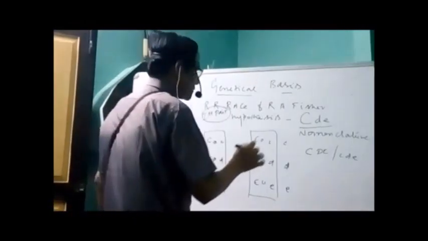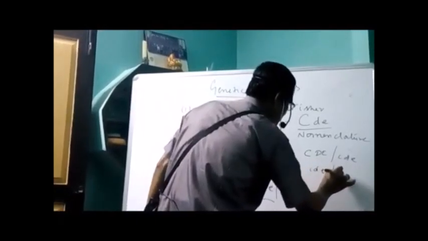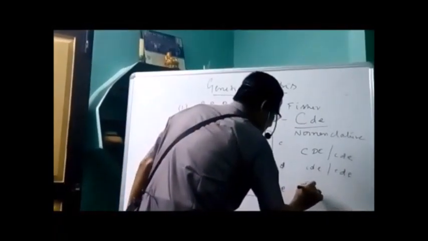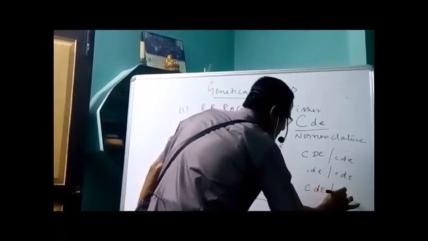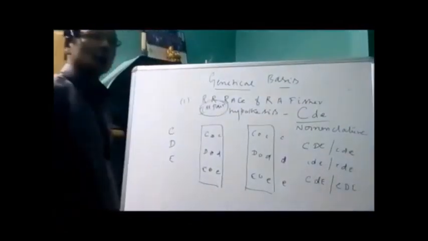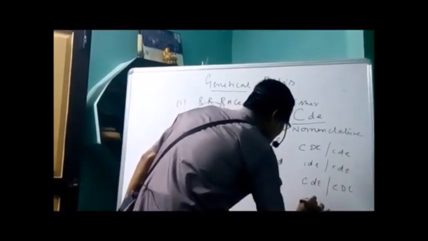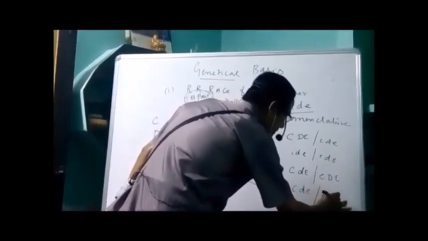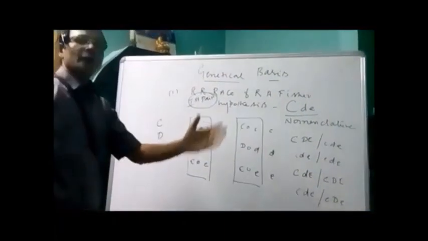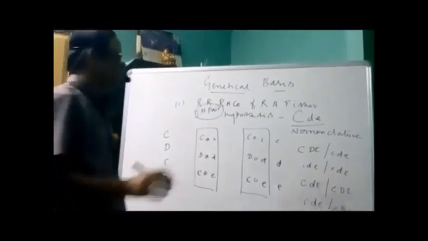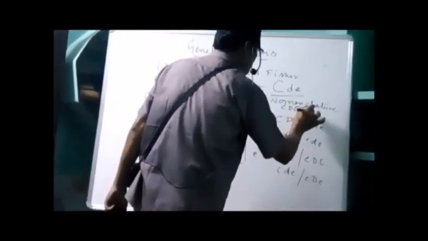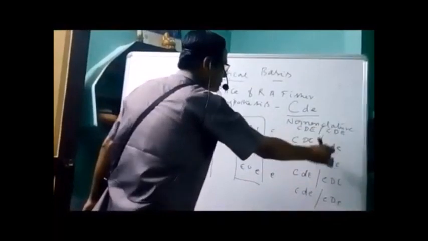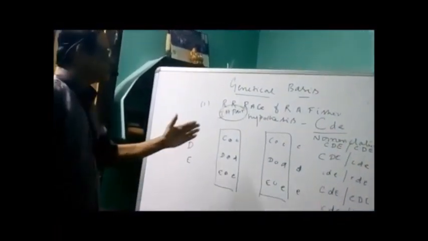Sometimes we have recessive genes in both the chromosomes, like this. But in some cases a chromosome is like this, or we may have, for example, capital C, small e, then small c, capital D, small e, like that. So this is a combination of homologous chromosomes. In some cases an individual has dominant genes in both the chromosomes. So this is the analysis. This is one homologous chromosome, another homologous chromosome. Now this is called CDE nomenclature.